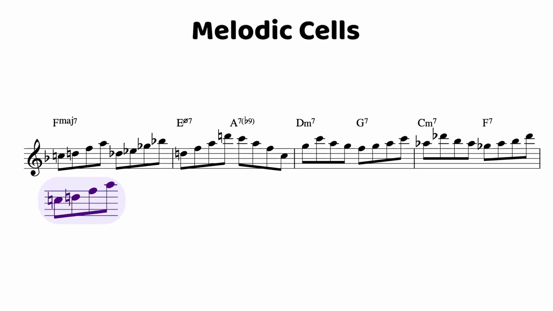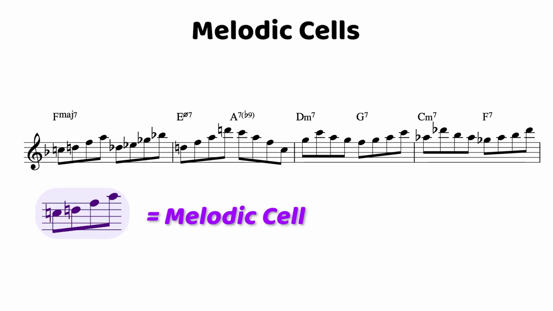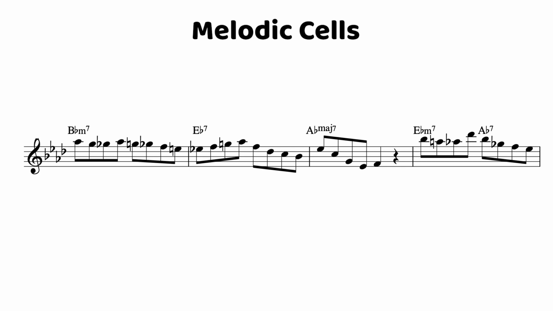A melodic cell is a 4-note fragment that can be used to make up different phrases and patterns. I like to think of them as the unit between a single note and a phrase. For example, a melodic cell is made up of 4 notes, and a phrase can be made up of multiple cells. These cells can be diatonic, chromatic, or a mixture of both.